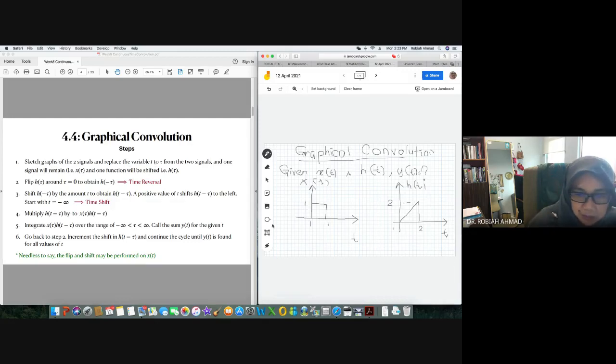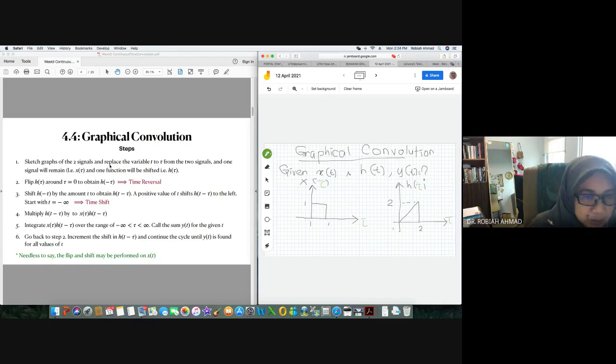For the first step, we have to change. Instead of t, I have to use tau. So I use another color, green. Tau, tau, this one also tau, this one also tau. That is the first step. And then the second step, flip h tau around tau equal to 0 to obtain the reversal of that signal.